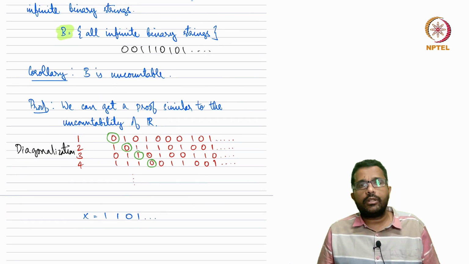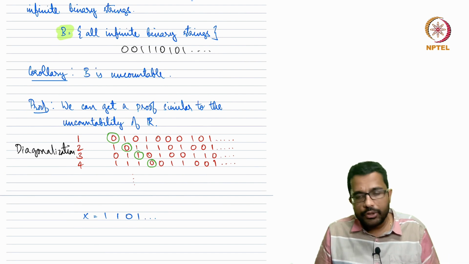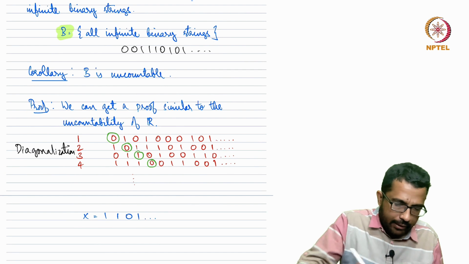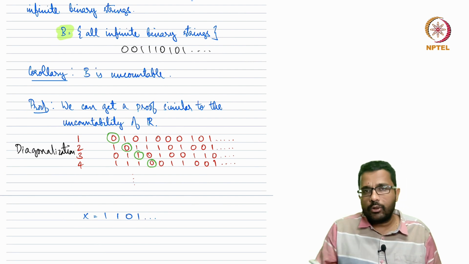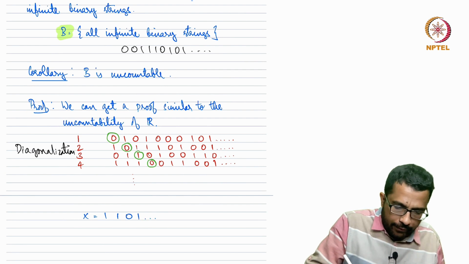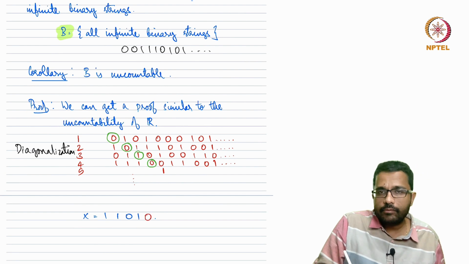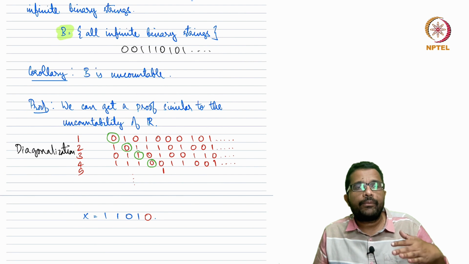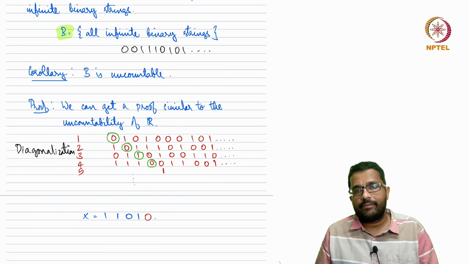Now just like in the uncountability of R, we produce an X which does not feature in the listing. Here also we can use the same technique. Look at the first bit of the first string, which is 0. Second bit of the second string, 0. Third bit of the third string, 1. Fourth bit of the fourth string is 0. So it is 0, 0, 1, 0. I take the opposite, so I define X to be 1, 1, 0, 1 and so on. If the fifth bit of the fifth string was 1, then the fifth bit of X would be 0. So I choose X in such a way that the ith bit of X differs from the ith bit of the ith string in this listing.